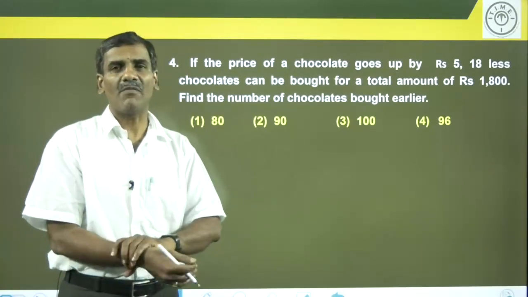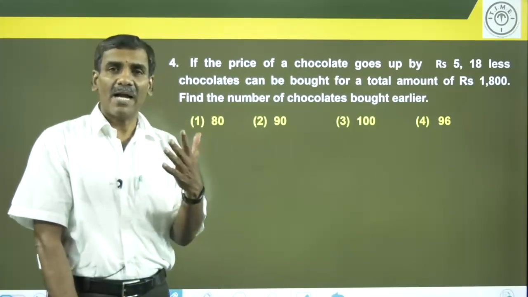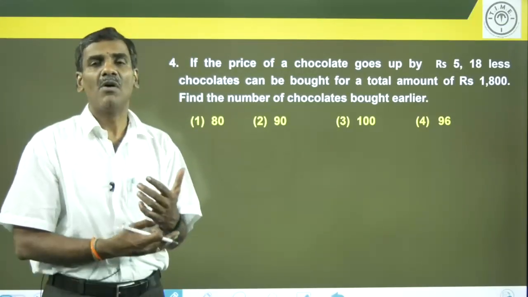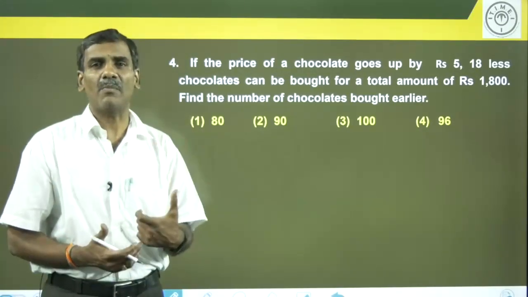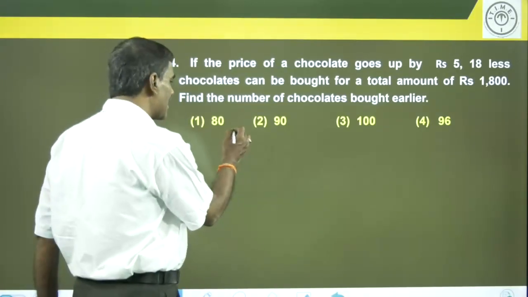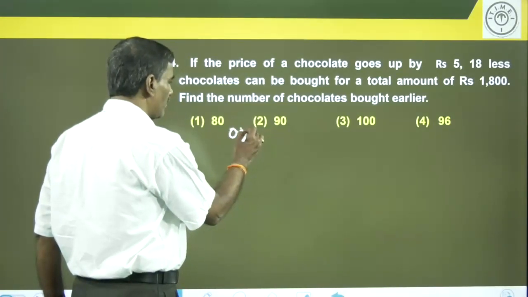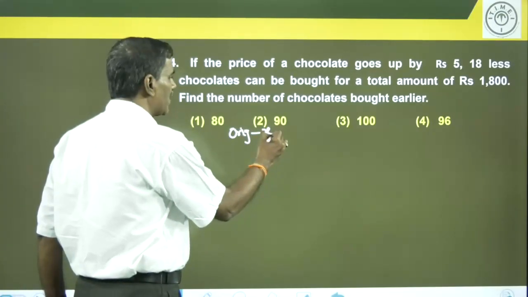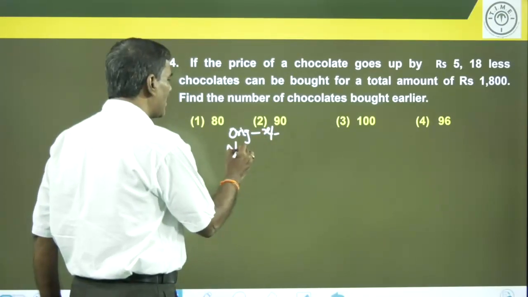Right or not? So that means, basically, dividing the total amount that we have by the price will give us the total number of chocolates that we can purchase. So in the same way, if we consider the original price as x rupees, what is the new price that we have here?